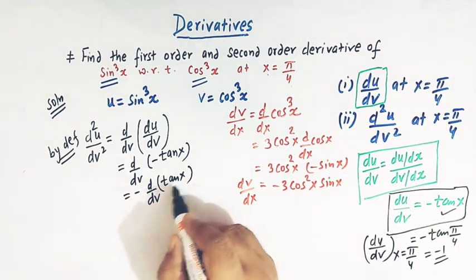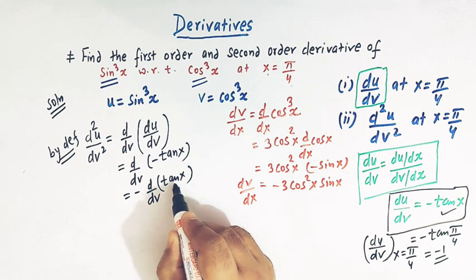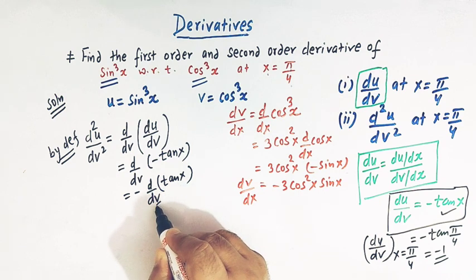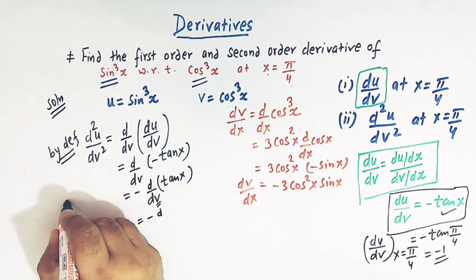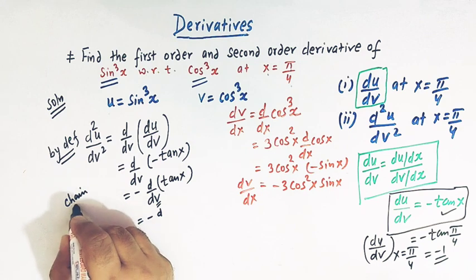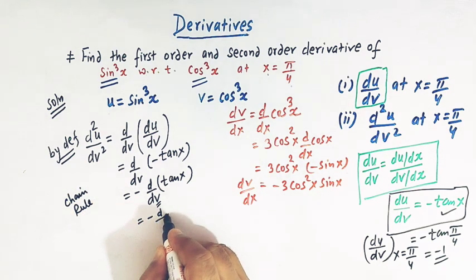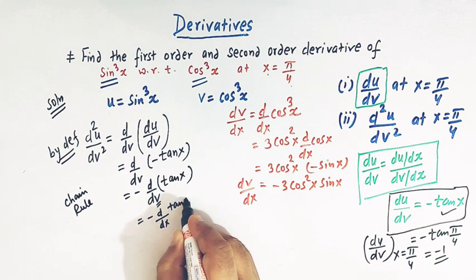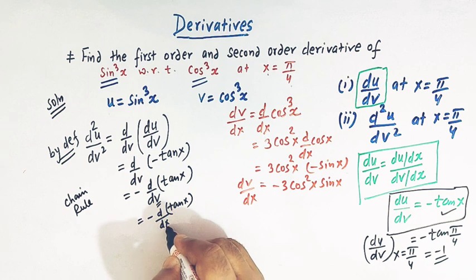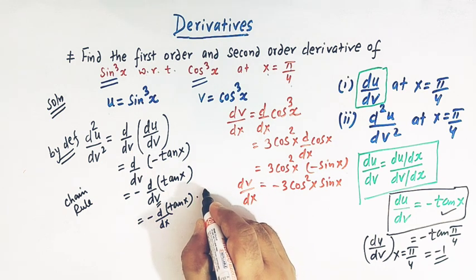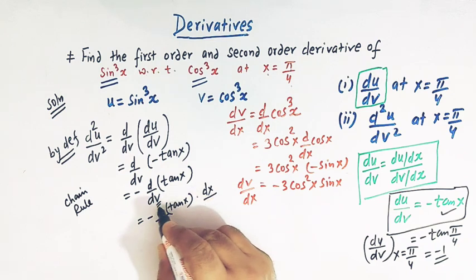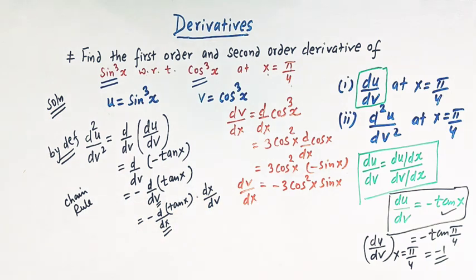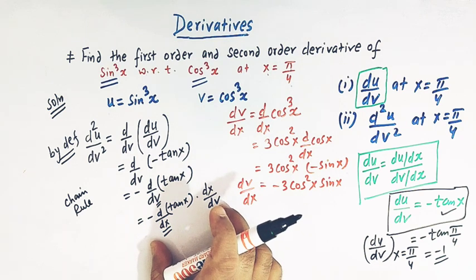So now here we see that we have to find the derivative of tan x with respect to v, right? So what we will do here, we'll make use of the chain rule. Chain rule says that here we'll replace v by x. So first we'll find out the derivative of tan x with respect to x. Then by chain rule, here we will write this term dx over dv, right? So by chain rule, now we have this expression.